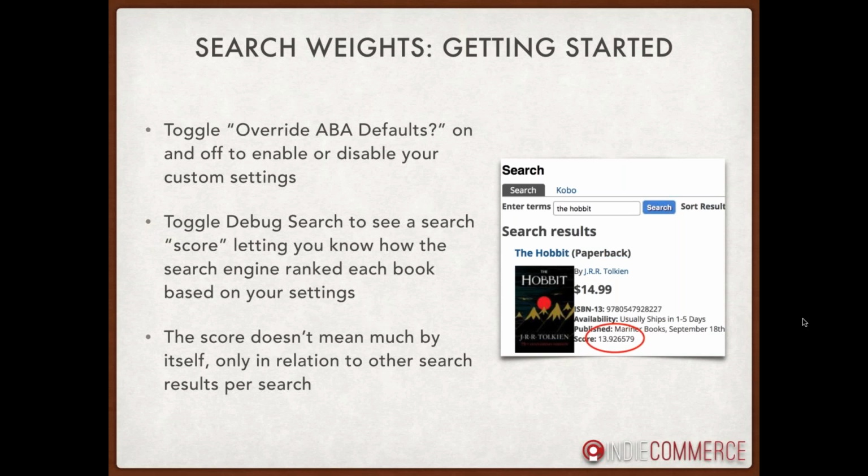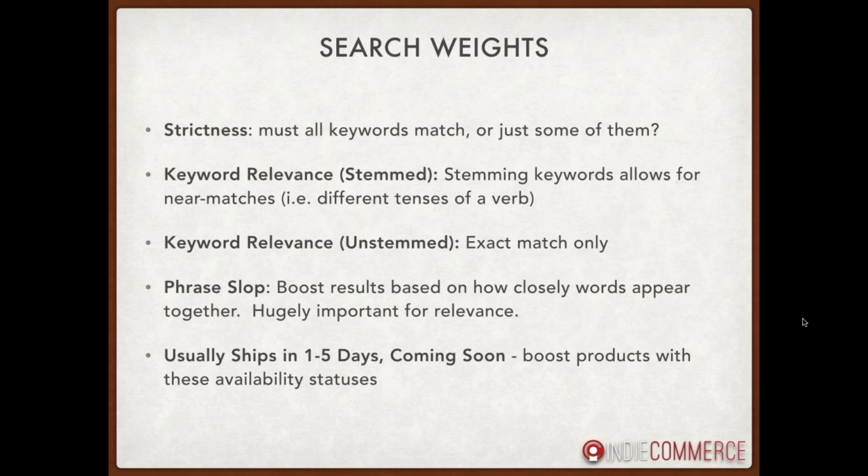There's also a checkbox that says debug search, and this adds a search score to each search result on your site. Only admins can see it, so don't worry if you turn this on, a customer won't be able to see the score. The score doesn't mean a whole lot by itself, but only in relation to other search results. If I run a search for The Hobbit and its score is 13.926, and then I run a search for The Lord of the Rings and its search score is 8, that doesn't necessarily mean that one book was more relevant or less relevant. You really just have to look at that score in relation to other books within the same set of search results.